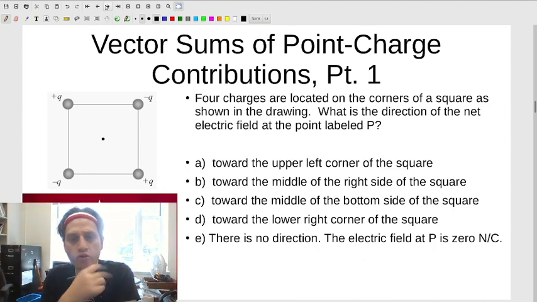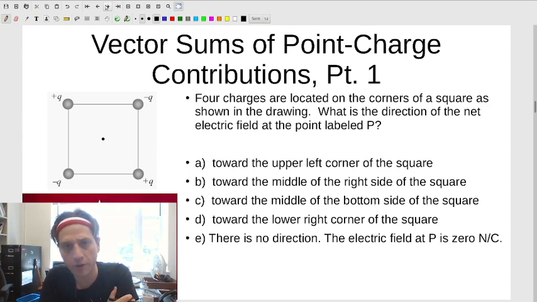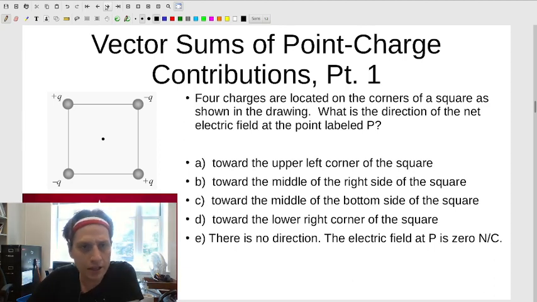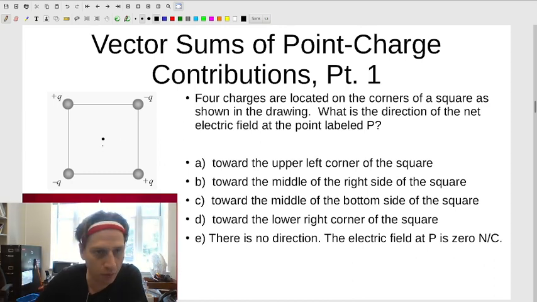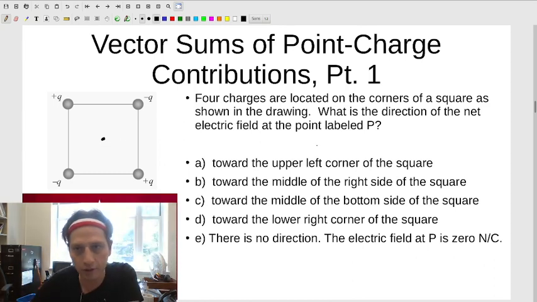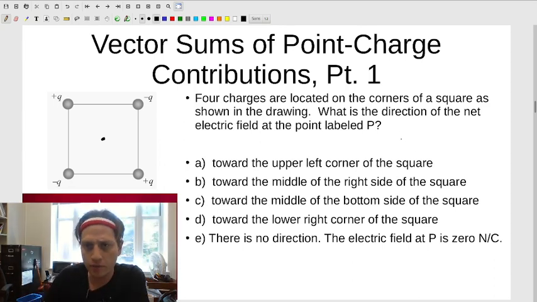Now I'd like to do now 2 problems where we practice with adding electric fields as vectors. And these are qualitative problems, but I think it can be helpful. So in this problem it says we have 4 charges that are located on the corners of a square as shown in the drawing. What is the direction of the net electric field at this point labeled P? It's not labeled P in our drawing, but you can imagine with me. Now the electric field contribution of a point charge points in towards minus charges, out from positive charges, and it's related to the charge, and it's related to the distance.